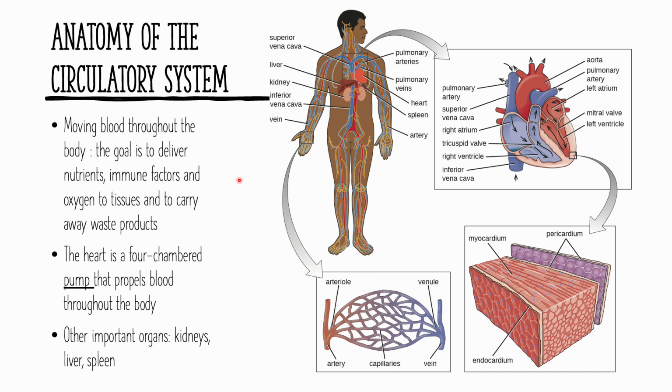The circulatory system, the circulation, is happening because of a pump called our heart. So our heart is a 4-chambered pump that propels blood throughout the body. And then we have other important organs for our circulatory system as well, like our kidneys, liver, and spleen that help with the filtering of our blood.